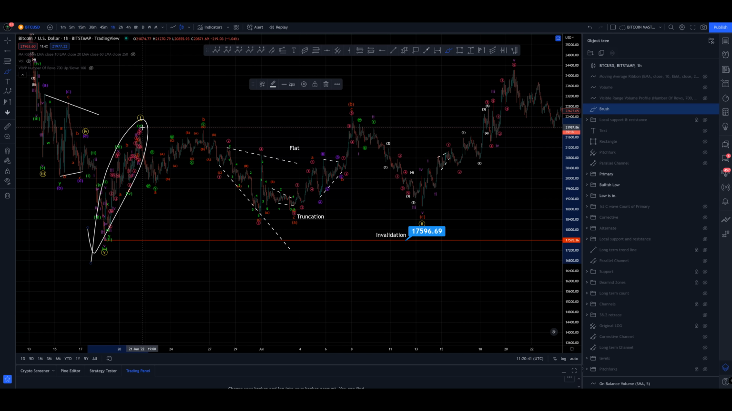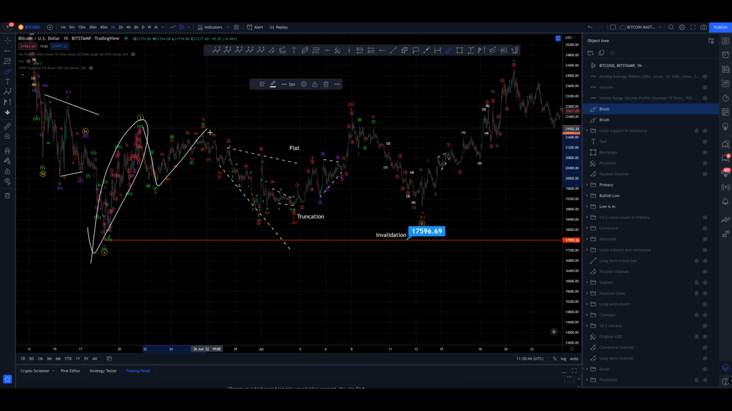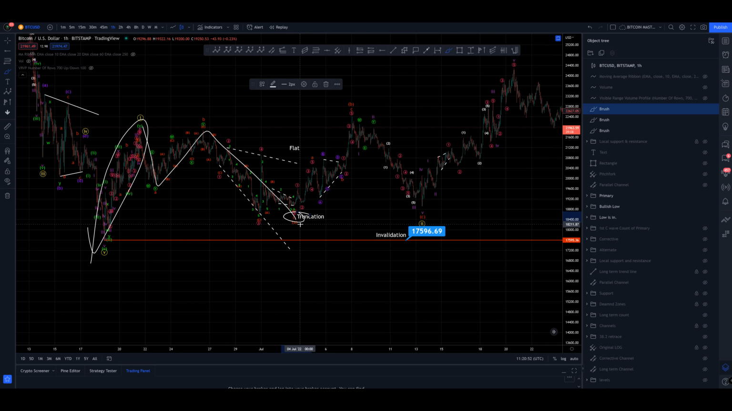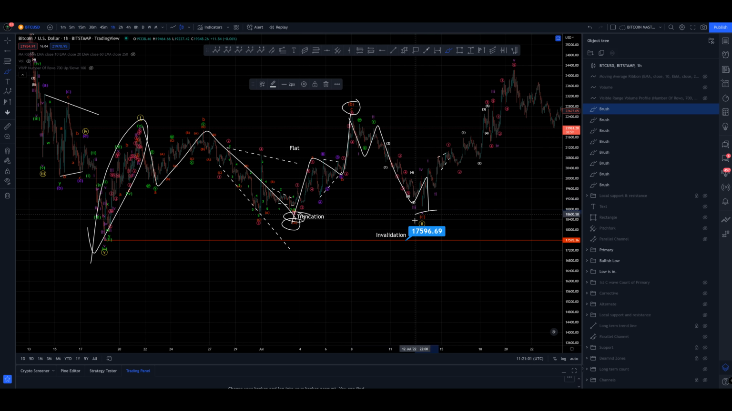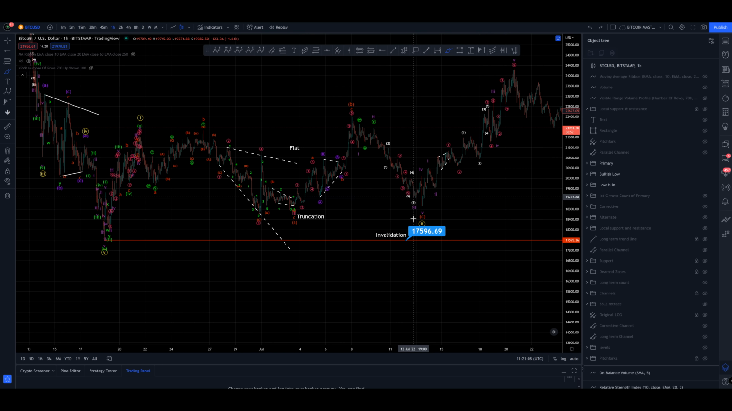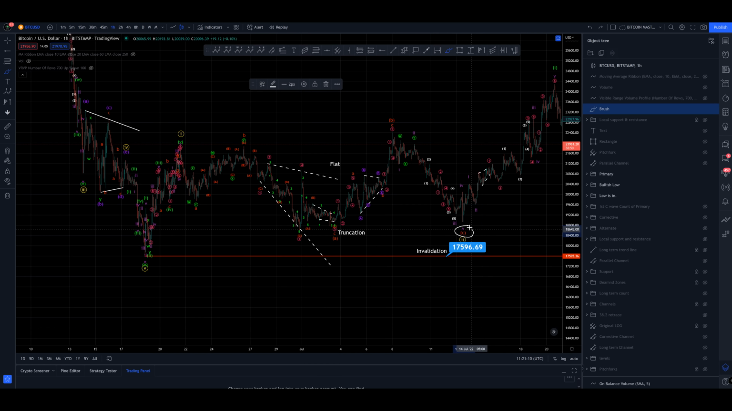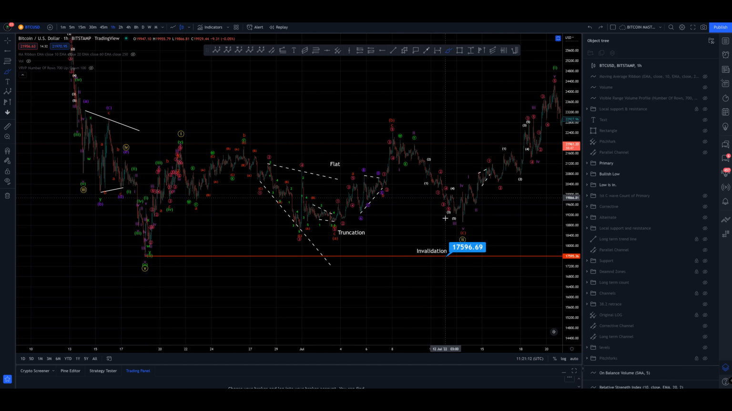From here I've had to go A, B, C, flat with an expanding ending diagonal which finishes in a truncation just to get a larger A wave. From there I've got a zigzag for the B, and then I've got 5 waves down in a C of a flat, a running flat. So we finish higher than the A wave, the C wave does. Here's the C, here's the A. Now it's only marginal, but it's a running flat, but it's ugly.